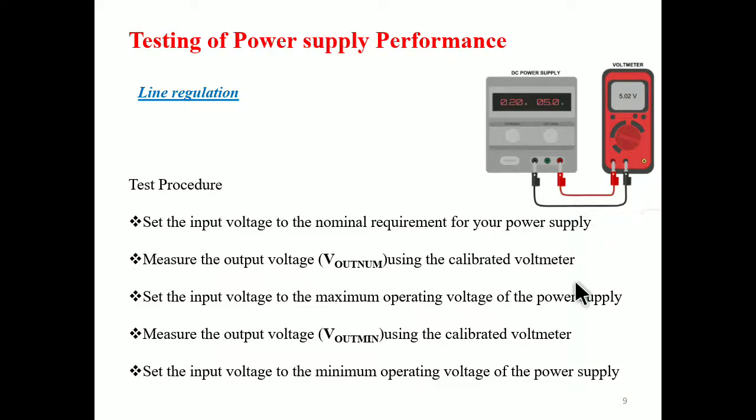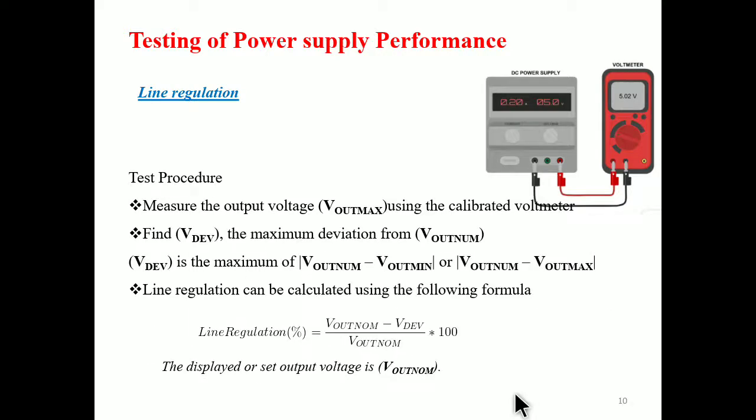Set the input voltage to the nominal requirement. Measure the output voltage V out nominal using a calibrated voltmeter. Next, set the input voltage to the maximum operating voltage of the power supply. Again, measure the output voltage V out minimum using a meter. Next, set the input voltage to the minimum operating voltage of the power supply. The previous one was the maximum, and here it is the minimum. Based on this, measure the V out maximum.